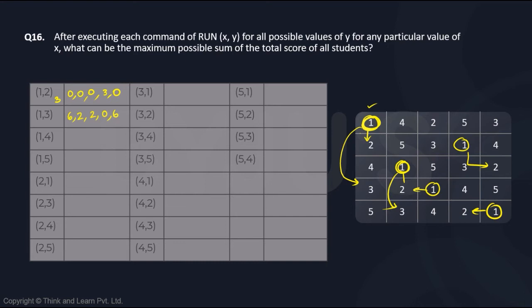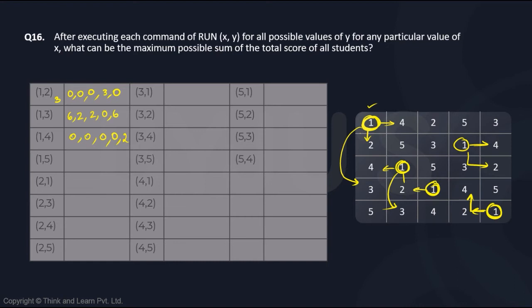So for 1, 4, the best way will be 0, right? And then the next 1, 4, the best way will be 0, and the next best way will be 0 again, and 1, 4 again 0. Then we have 1, 4 again 0, and then we have 1, 4. He will go through 2. So this is 2. Okay, so 0, 0, 0, 0, 2.